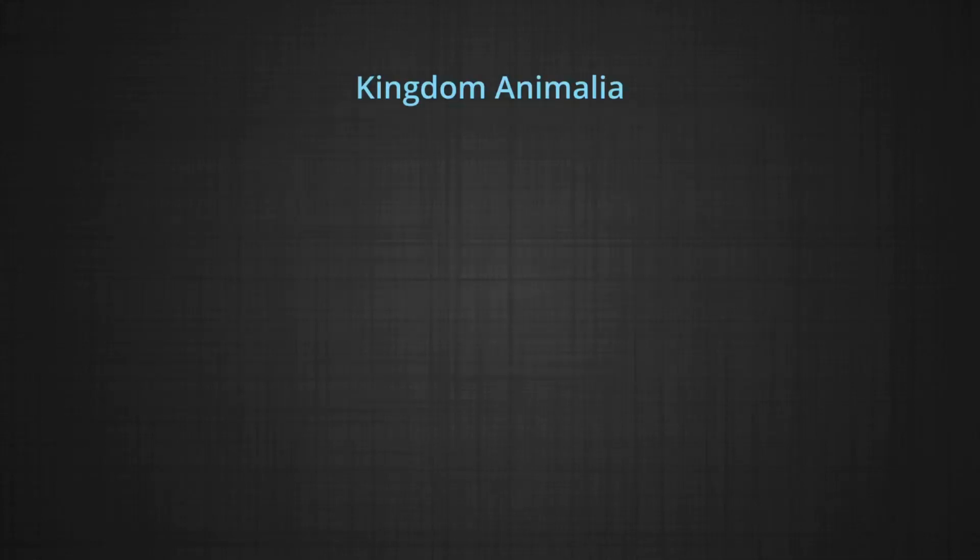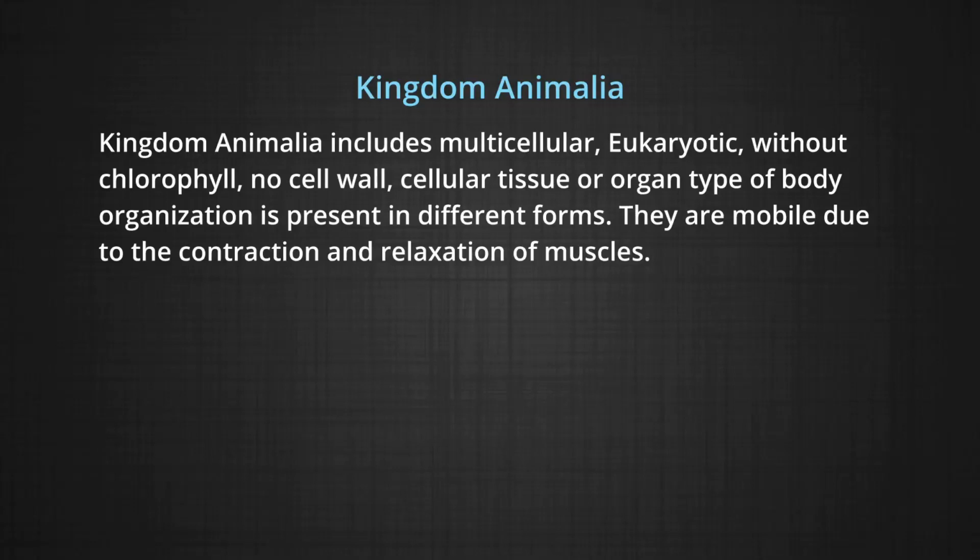Now, kingdom Animalia. Kingdom Animalia includes multicellular, eukaryotic organisms, without chlorophyll, no cell wall, and cellular, tissue or organ type of body organization is present in different forms. They are mobile due to the contraction and relaxation of the muscles. Organisms that live rooted to one spot are sessile and those that move around are motile. Even the most sessile animals can move at least part of their bodies. This movement is dependent on how animals obtain food. Nutrition in animals is heterotrophic, or some forms are parasitic in nature like tapeworm and roundworms.